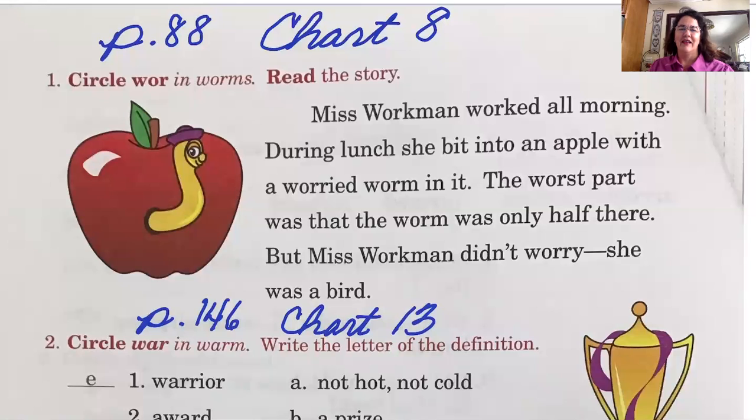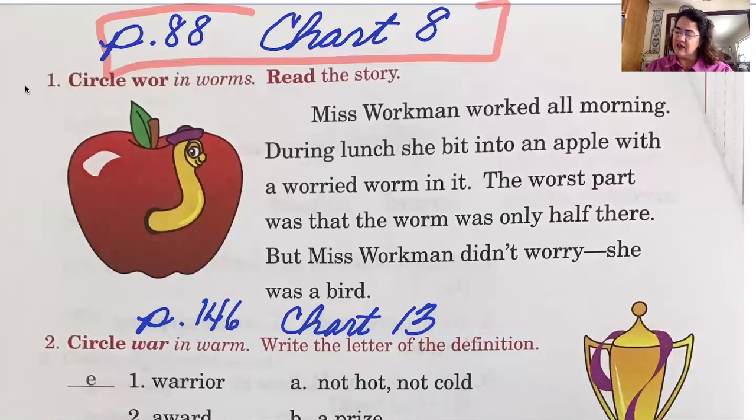Okay, let's get started. Page 144 looks like this. For the first part, you'll need page 88, chart 8 in your handbook for reading. It's just going to remind us that the W-O-R in the word worms is the "were" in worms, W-O-R. That's important as we go down the page, and we'll talk about that in a minute. All right, so we have to circle the "were" in worms when we read the story. We'll do that in a minute. Let's finish going over the page first.